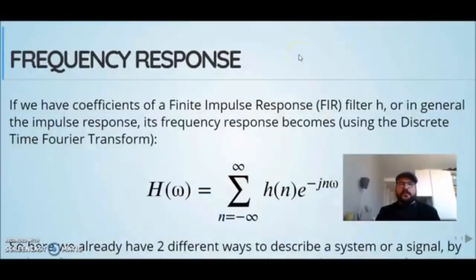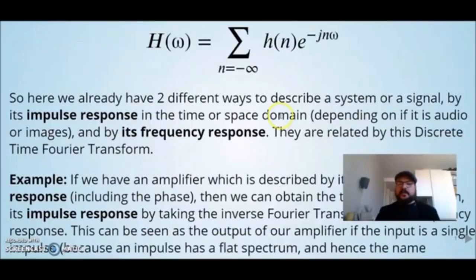The impulse response and the frequency response are related by the DTFT. This gives us two ways to describe a system, either in the time or space domain with the impulse response, or in the frequency domain with the frequency response, and we can go back and forth by taking the Fourier transform or the inverse Fourier transform. An impulse has a flat spectrum, and this allows us to investigate all the frequencies of interest in the frequency domain.